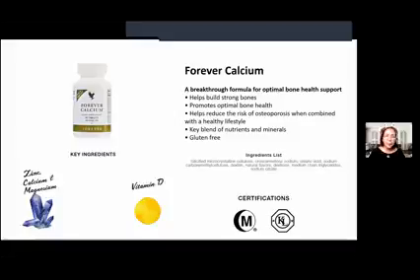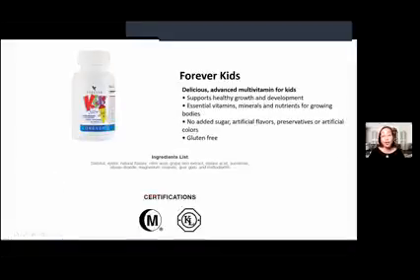Okay. Then the Forever Kids. This is multivitamins for the kids, but it can also be given for adults. So why is this important? Because there are vitamins there. And what's nice, this does not contain sugar. This does not contain aspartame, which is the artificial sugar. It does not contain any artificial coloring. Okay, and the source is 20 fruits and vegetables.